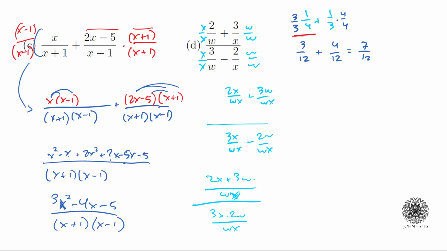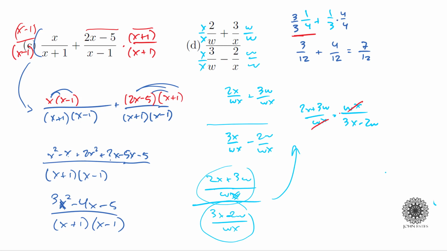Okay, so this is a fraction divided by a fraction. We already said dividing by a fraction is the same as multiplying by its reciprocal. So this is the same as 2x plus 3w over wx times wx over 3x minus 2w. And now I can see the wx's will cancel out, and I'm left with 2x plus 3w over 3x minus 2w. And there it is.